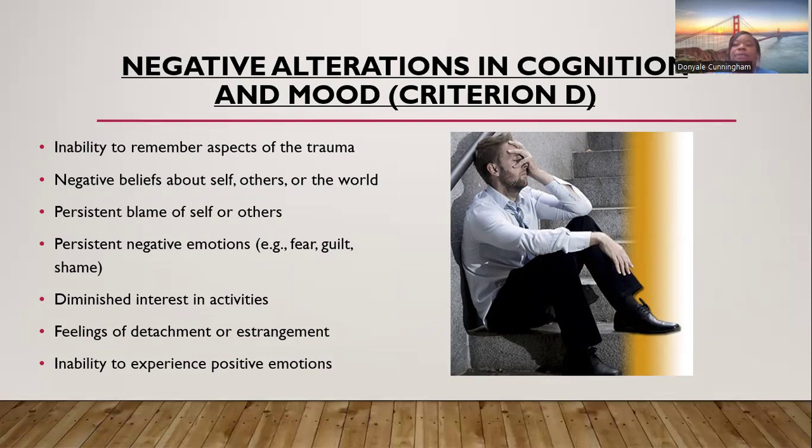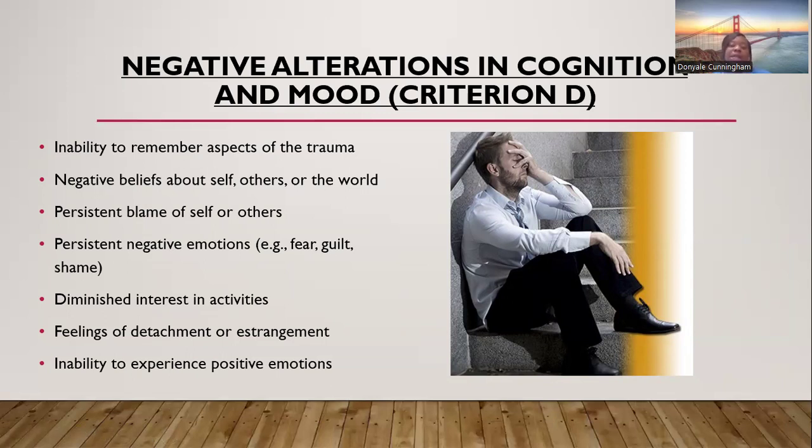And so according to the DSM-5, PTSD involves negative alterations in cognition and mood that develop or worsen after a traumatic event. This involves experiencing at least two of the following. So the inability to recall key features of the trauma, persistent and exaggerated negative beliefs or expectations about oneself or the world, persistent distorted cognitions about the causes or consequences of the trauma, persistent negative emotions, marked diminished interest in activities, feelings of detachment or estrangement, or the inability to experience positive emotions.